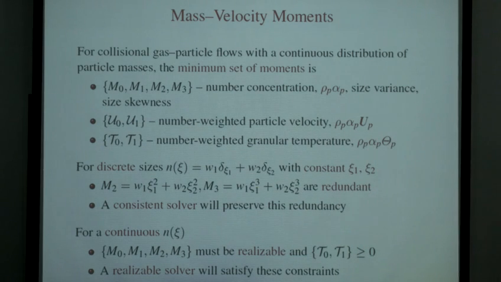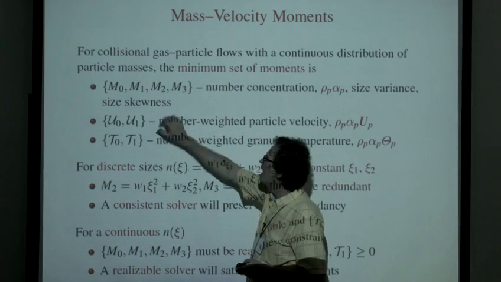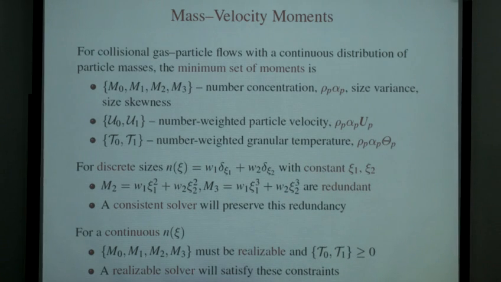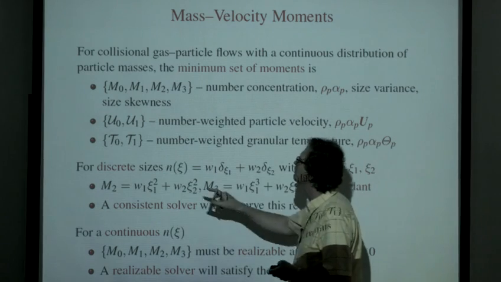Obviously, if you had a very complicated distribution function, you'd need more moments. But here I'm going to stick with these, just so you can see how it works. It's not hard to add more moments if everything is set up correctly. Once you have 4 moments for size, the minimum number of moments you need for velocity is 2. And we'll see their interpretation.